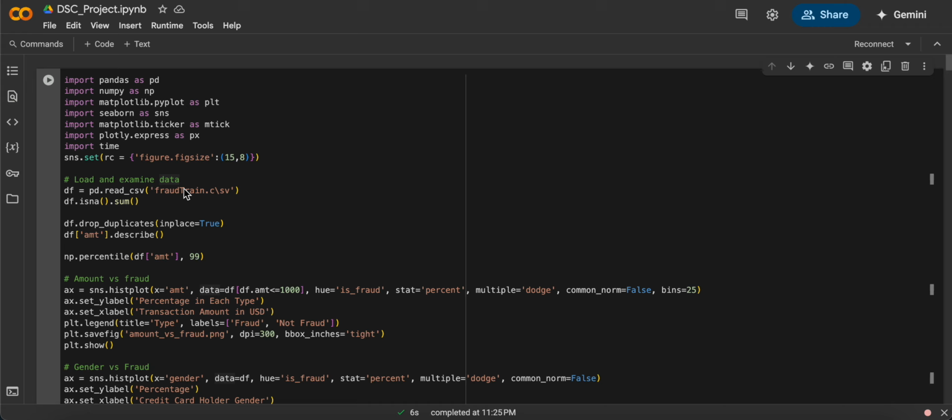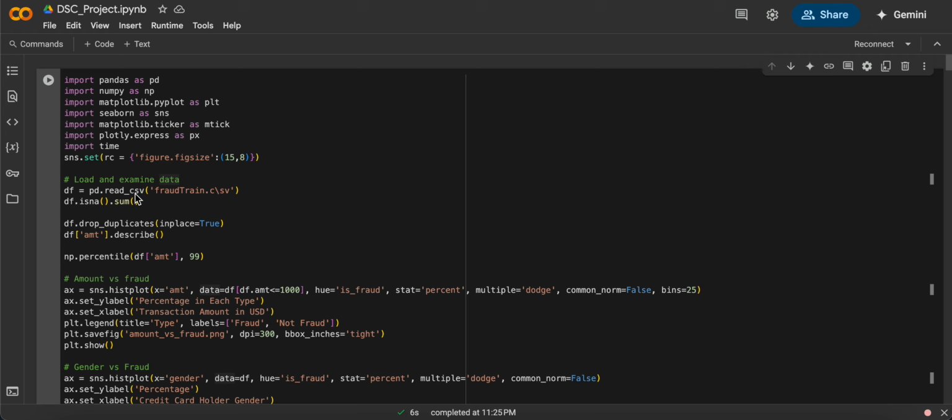Evening. Today we will be going to present our project on credit card fraud detection using Python. The aim of this analysis is to understand how fraudulent transactions differ from genuine ones and to build machine learning models that can help detect these frauds in real time. Our team members include myself, Ekant Chauhan, Gagan Sharma and Karthik Singh.